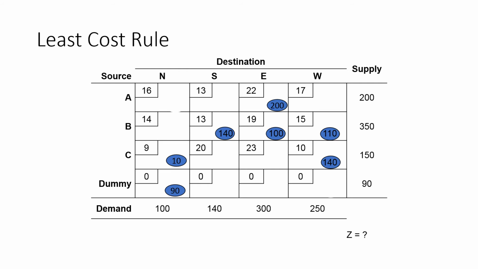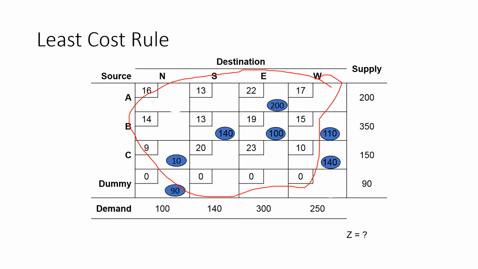Instead of starting with the northwest corner like we did in the northwest corner rule, we start with the least cost. That means I look at the whole table here and find the least cost, the minimum number in the transportation cost.